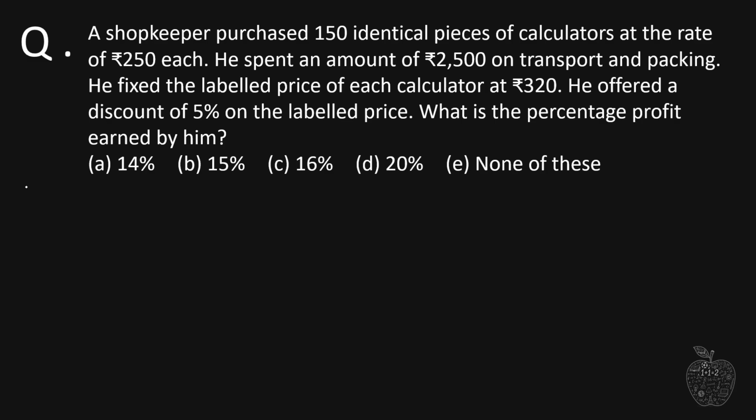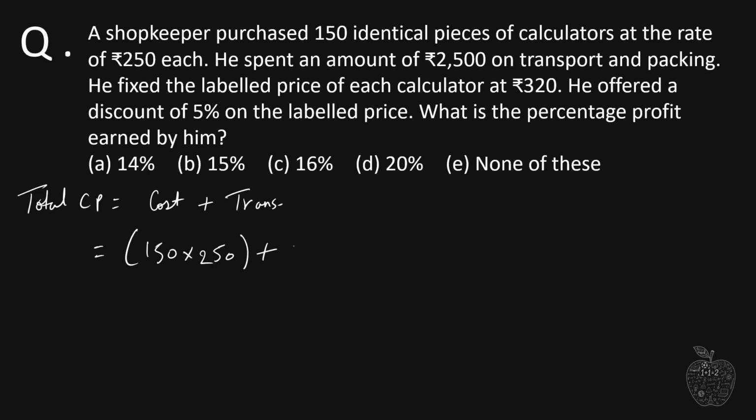Okay, so first we need to find what is total cost price. Total cost price will be cost of all the calculators plus his transport cost. Cost of all the calculators: he bought 150 identical items at 250 each, so multiplied by 250, plus his transport cost is 2500. This comes out to be 37,500 plus 2500, and this amounts to 40,000. Now we have total CP in our hands.